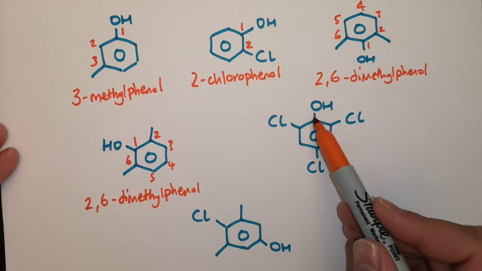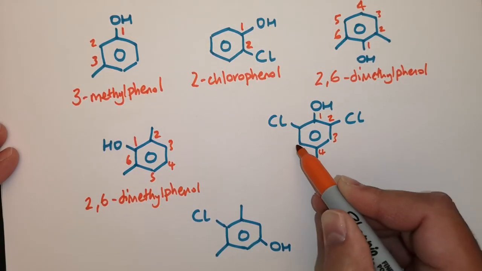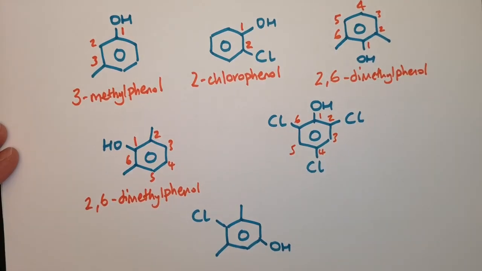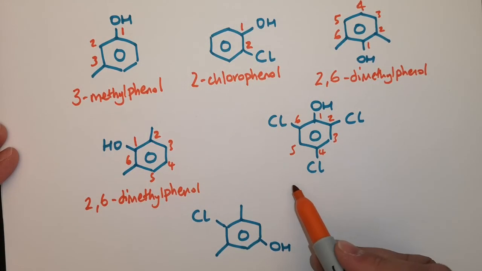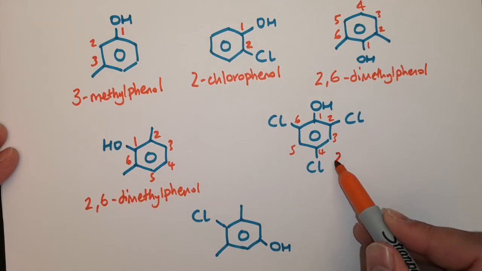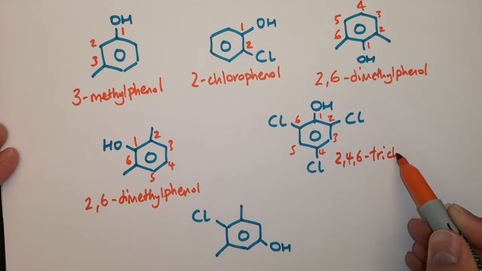Okay, this one, this is your phenol here. So that's number 1, 2, 3, 4, 5, 6. 3 chloros on 2, 4 and 6. So 2,4,6-trichlorophenol.